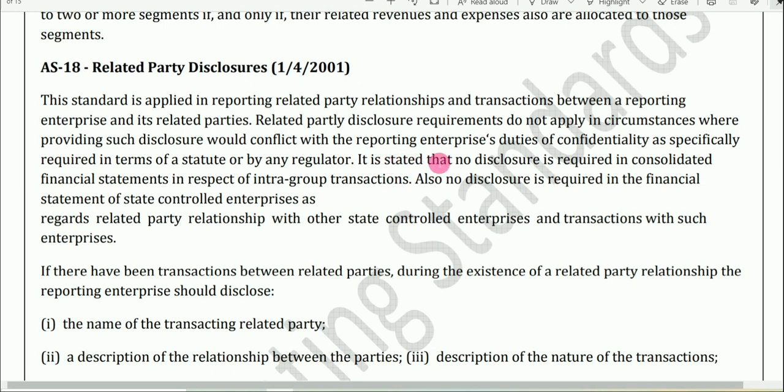It is stated that no disclosure is required in consolidated financial statements in respect of intra-group transactions. Also, no disclosure is required in the financial statements of state-controlled enterprises as regards related party relationships with other state-controlled enterprises and transactions with such enterprises.